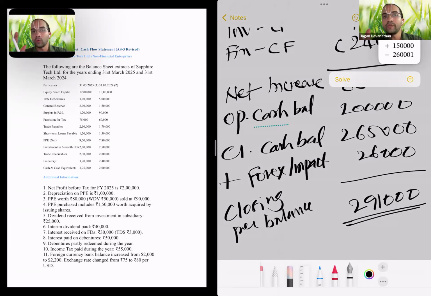Okay, so now we have handled the full-fledged cash flow statement, and we have had adjustments with respect to depreciation, asset sales, dividends, interest, and foreign exchange. Everything under AS-3.